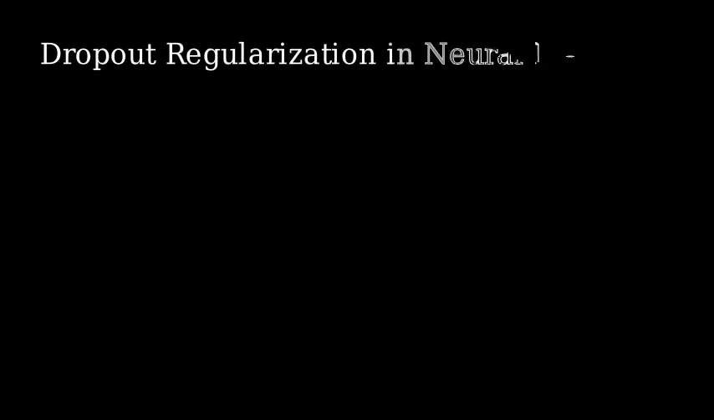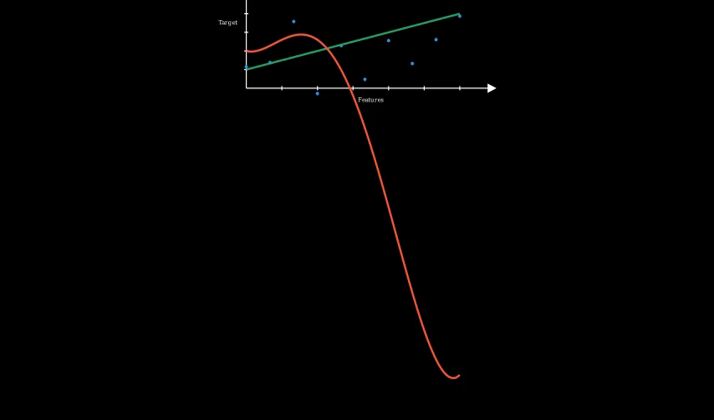Welcome to this video where we'll explore dropout regularization in neural networks, a powerful technique to prevent overfitting in machine learning models. Let's start by understanding the problem dropout aims to solve. Overfitting. In machine learning, overfitting occurs when a model learns the training data too well, including all its noise and peculiarities, and performs poorly on new, unseen data.